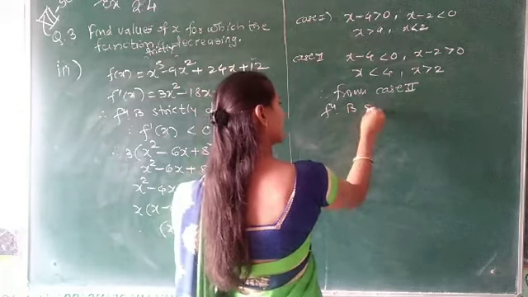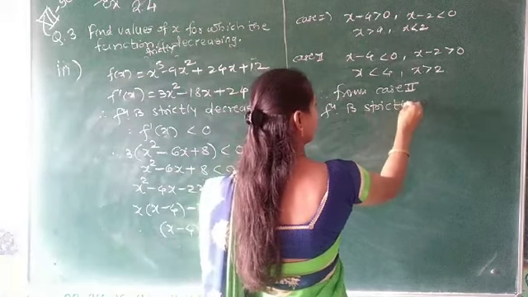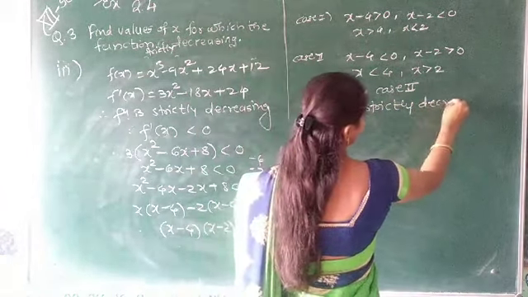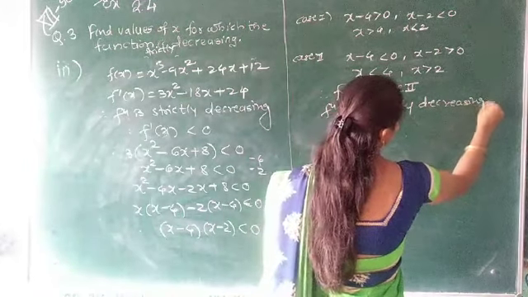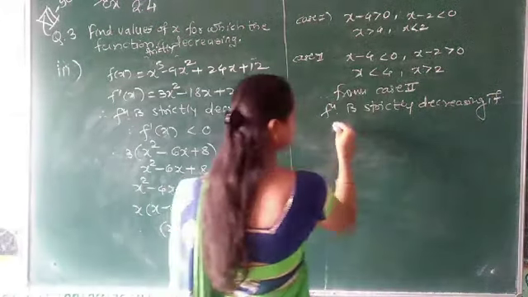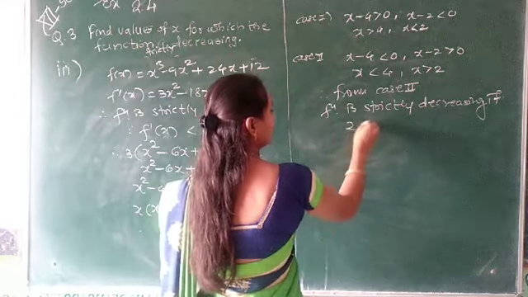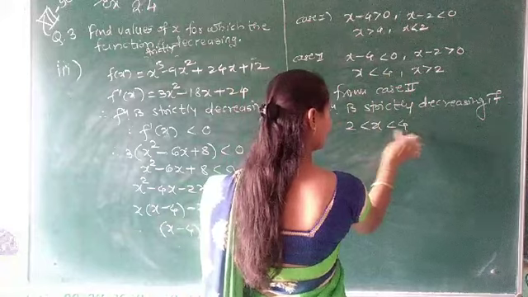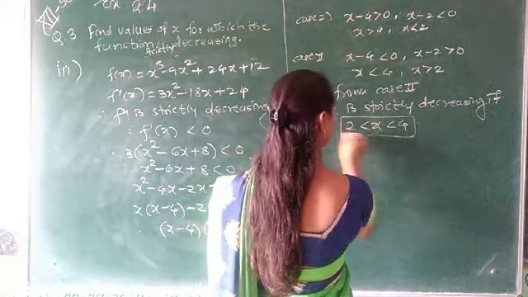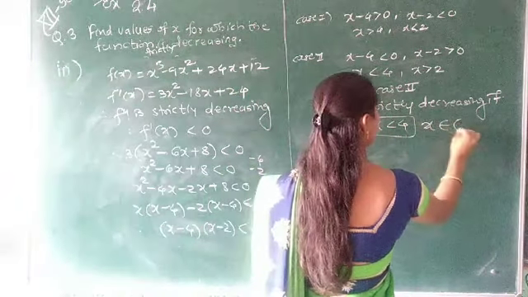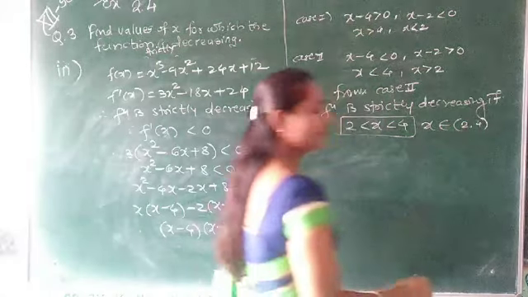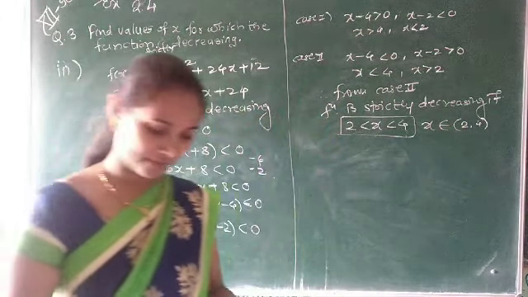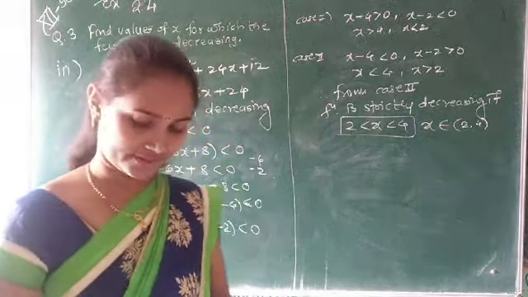function is strictly decreasing if 2 less than x less than 4. X less than 4 but x is greater than 2. Also we can write this as x belongs to open interval 2 comma 4. So this is the possible values of x.